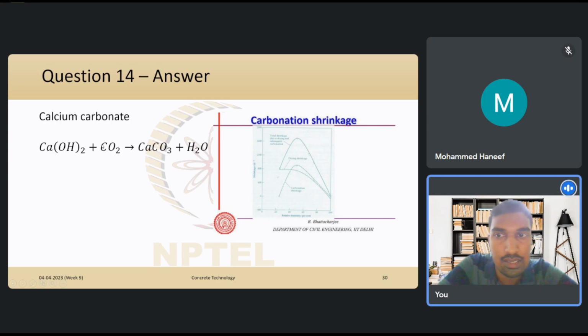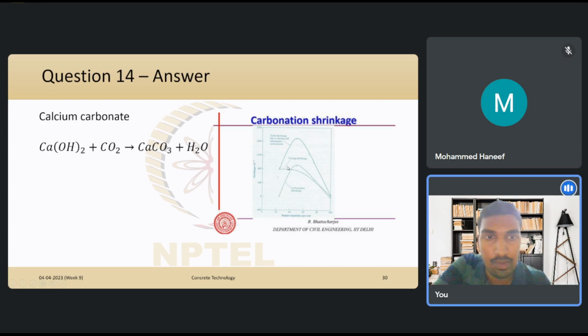So in such an environment, you will see that calcium carbonate is being formed, and that results in a shrinkage, a volume reduction, and that is what we call carbonation shrinkage, right? So we have the drying shrinkage, which is the predominant one, because of the evaporation loss of water, and this particular line is the carbonation shrinkage, and the total shrinkage will be the sum of the two, the drying shrinkage as well as the carbonation shrinkage, right?